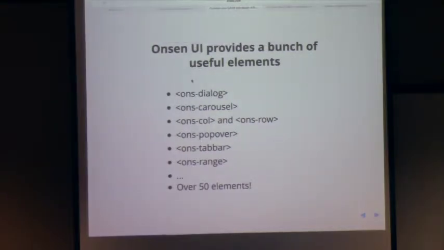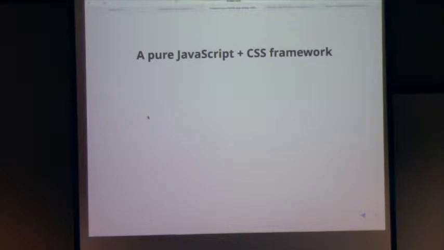So as I said, we have a bunch of different elements. We have dialogues, carousels, and we have grid layout, which is using the custom elements ons-col and ons-row. And we have popover, tab bar, a bunch of different elements. In total, there's over 50 different elements that you can use in your apps. And it's a pure JavaScript CSS framework.